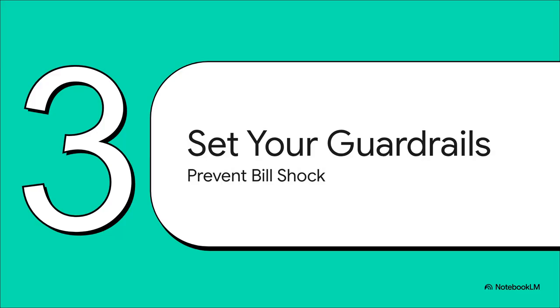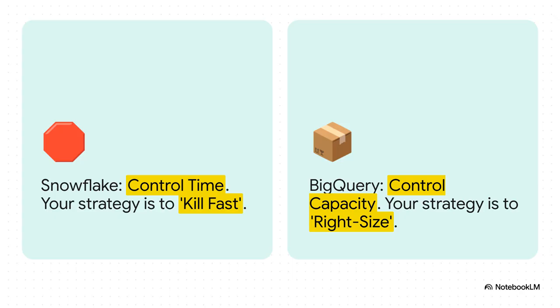So now we know all the ways the meter can run, the big ones and the hidden ones. This brings us to the final and maybe the most important step, setting your guardrails. This is how you stop that end-of-the-month bill shock before it ever gets a chance to happen. And I love how this slide frames the whole philosophy. It's two totally different ways of thinking. With Snowflake, since you're paying for every second, your strategy is to kill fast. Stop any query or warehouse that's wasting time, instantly. But with BigQuery, you're paying for the box itself, so your strategy is to right-size. You define the exact capacity you need so you never overspend.